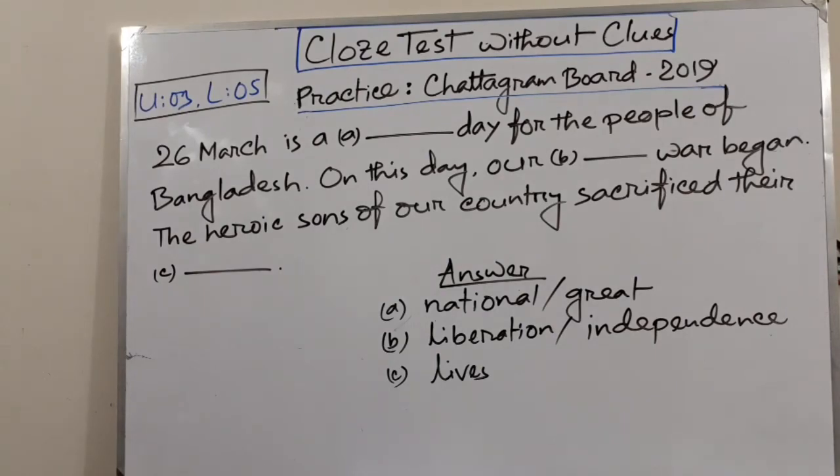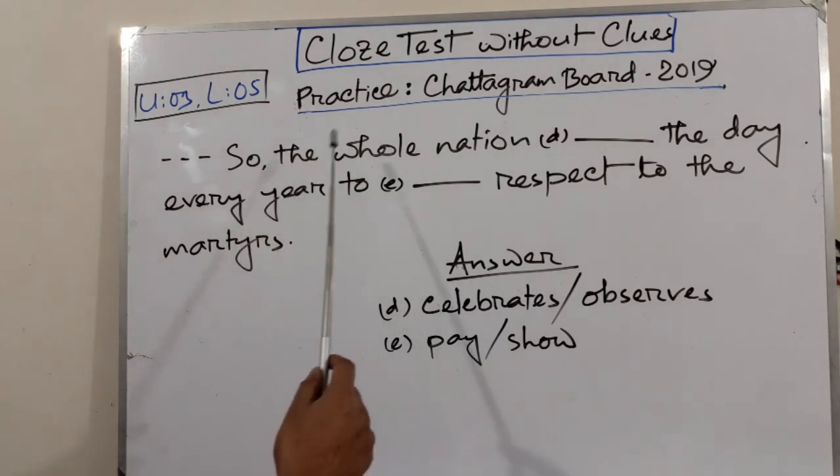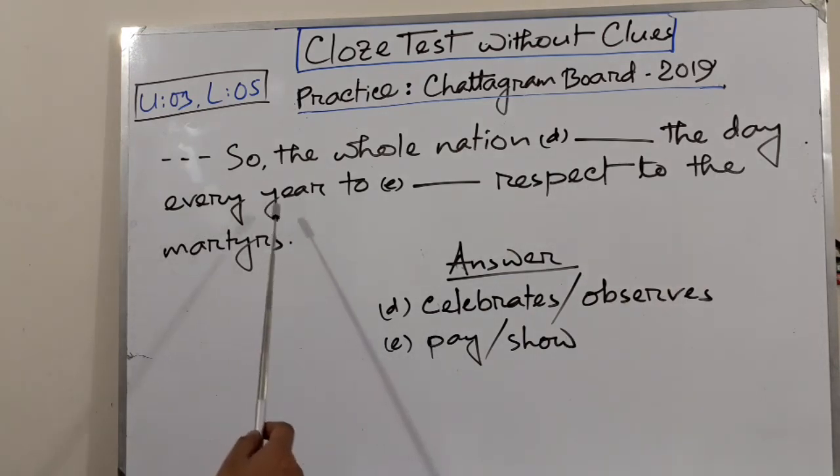Now we'll see the rest of the passage and the gap number D and E. Dear learners, you can see the rest of the reproduced passage on the board. Here we can see two gaps D and E. So the whole nation gap the day every year to give respect to the martyrs.